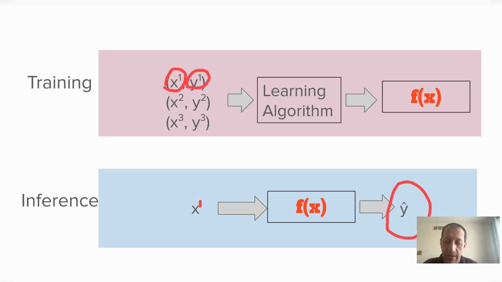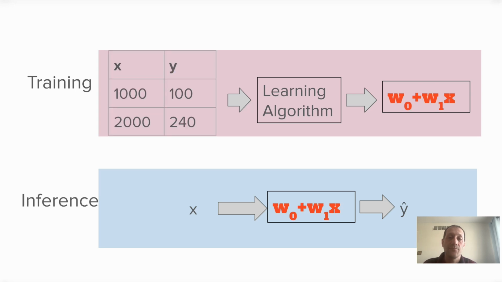Now let's look even more closely at this mathematical expression. What does it even look like? In the most primitive form, it could be the equation of a line. And this type of model would be called a linear regression model. So here I present to you the data from the housing price, where x is the area, y is the price, and each row is one house.